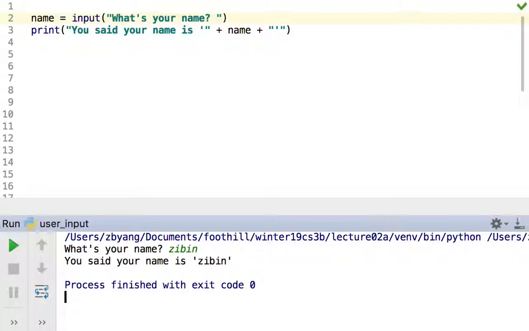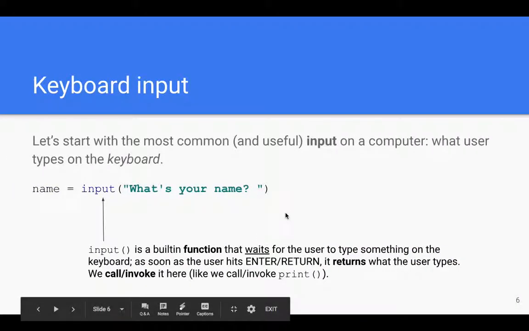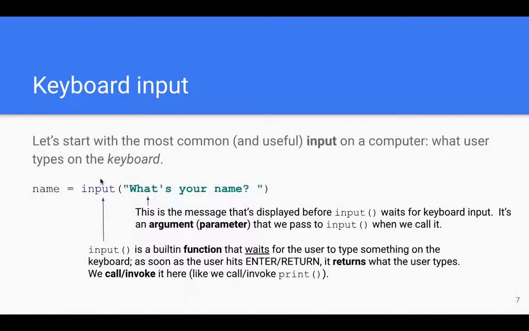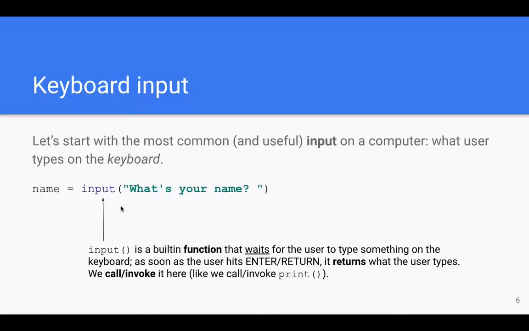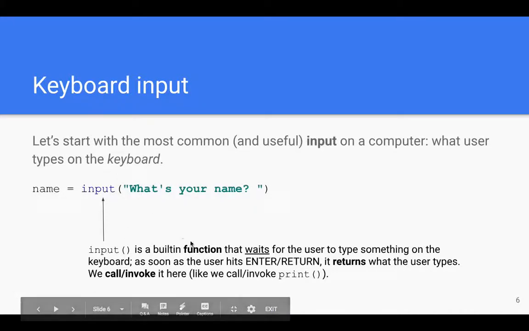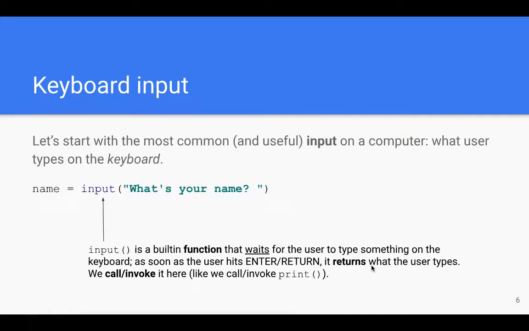Okay, so that is a very basic example of how to capture what the user types on a keyboard and how you use it. Let me just go back to my slides, make sure I didn't miss anything. Okay, so again, input is a function, and we call it. It waits for the user to type, and as soon as the user hits enter or return, it returns what the user types.